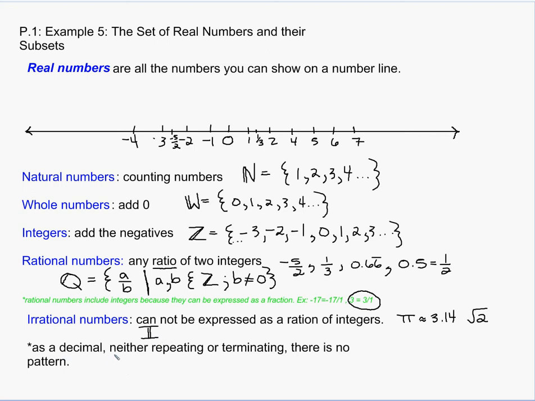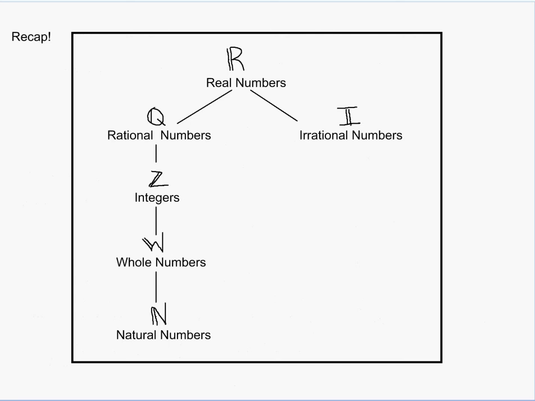And reminding you that again, as a decimal, it can't be repeating or terminating. Okay, let's look at a recap.